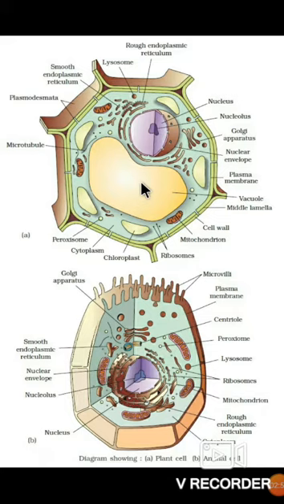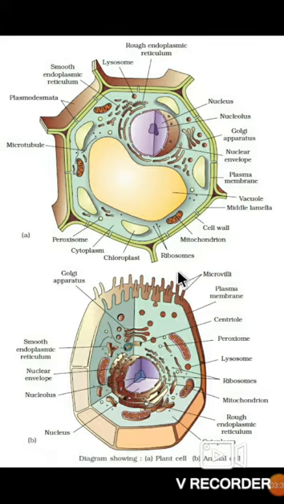Then the animal cell has a separate structure called centrioles. In animal cells the centriole is present, which helps in cell division. But in plant cells there are no centrioles. Cell division takes place with the help of astral rays. So centrioles present in the animal cell help in cell division. These are the basic differences between the plant cell and animal cell.